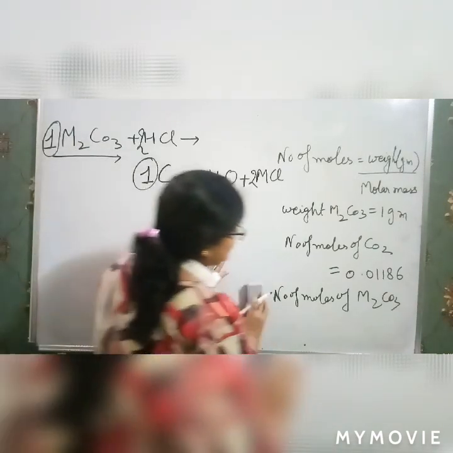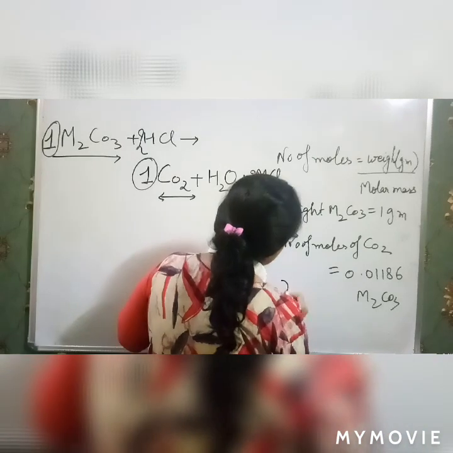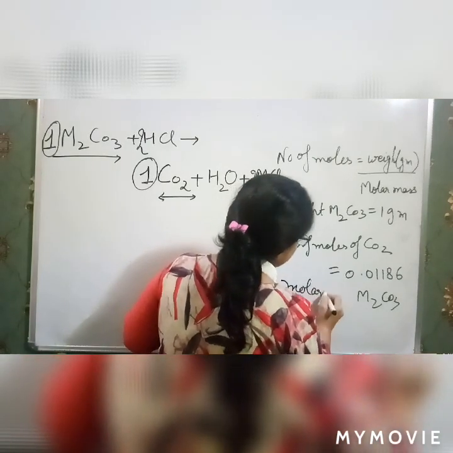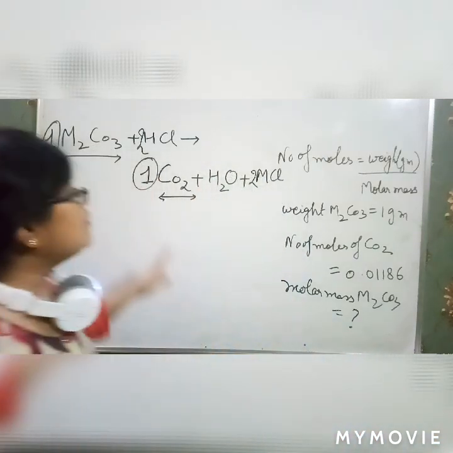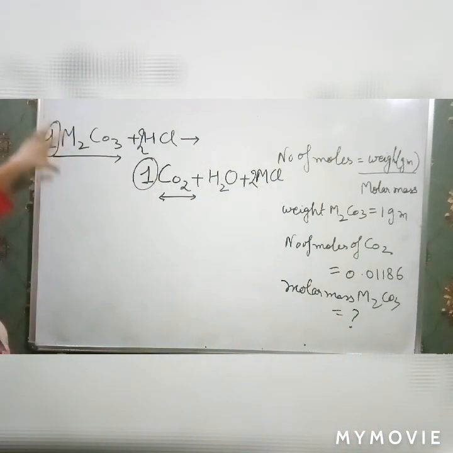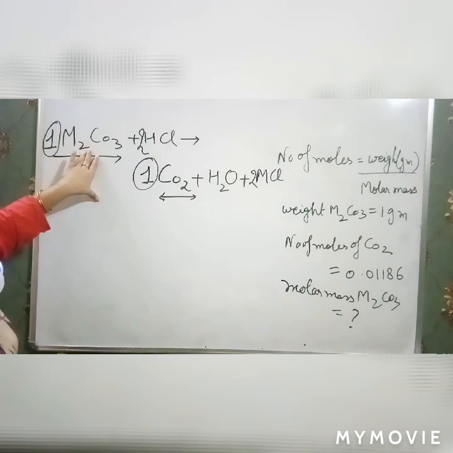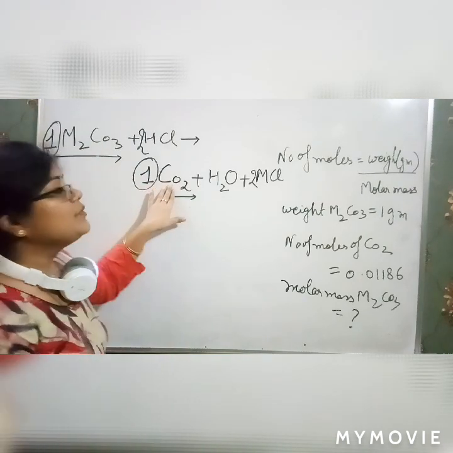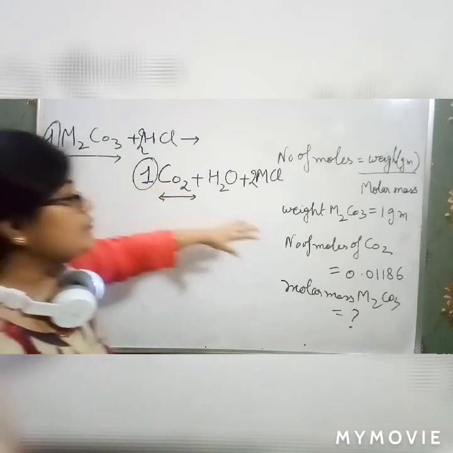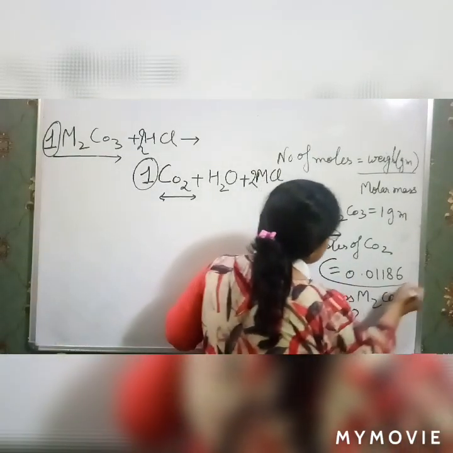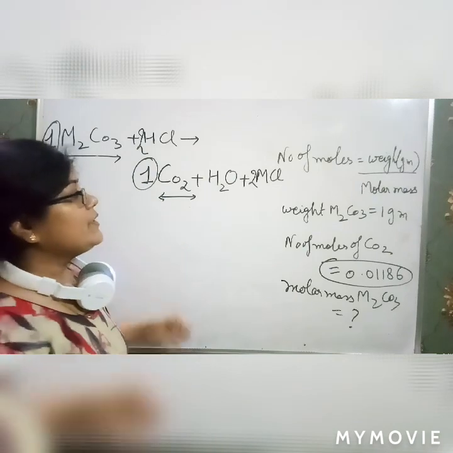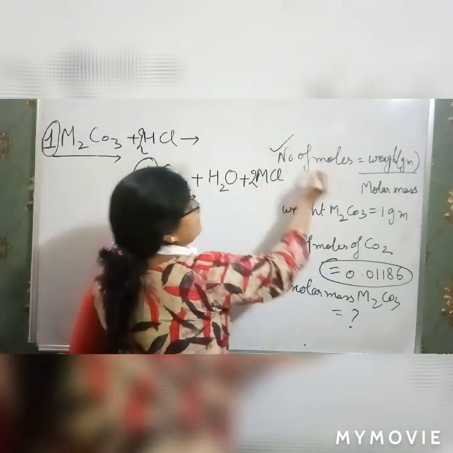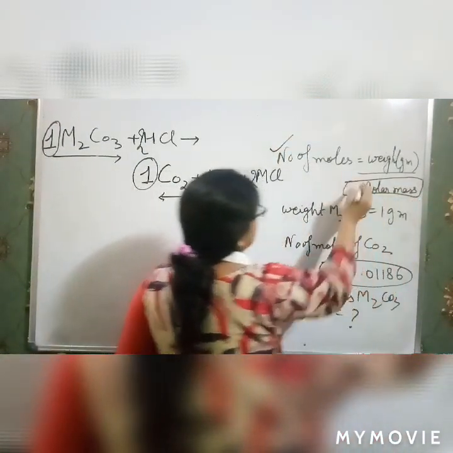So we have to find in the question what is the molar mass of CO2. We have to find this one. Okay. So from the reaction we got the number of moles of M2CO3 is equal to number of moles of CO2. So the number of moles of CO2 which is given in our question can be taken as the number of moles of M2CO3. Now it becomes simple and we can easily get the molar mass.